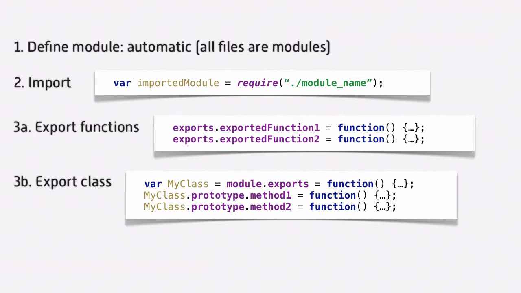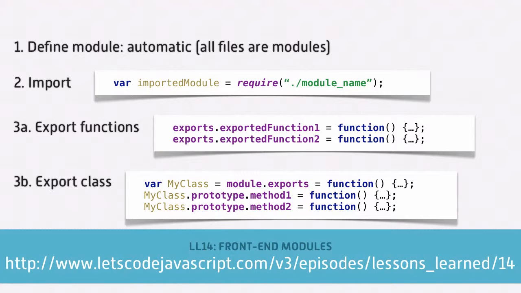In the CommonJS module format, every file is automatically a module. To import a module, we use the require function. We pass in the relative path to that file. And to export, we just assign things to either the exports object or to the module.exports variable. Again, for details on how that works, check out Lessons Learned number 14.